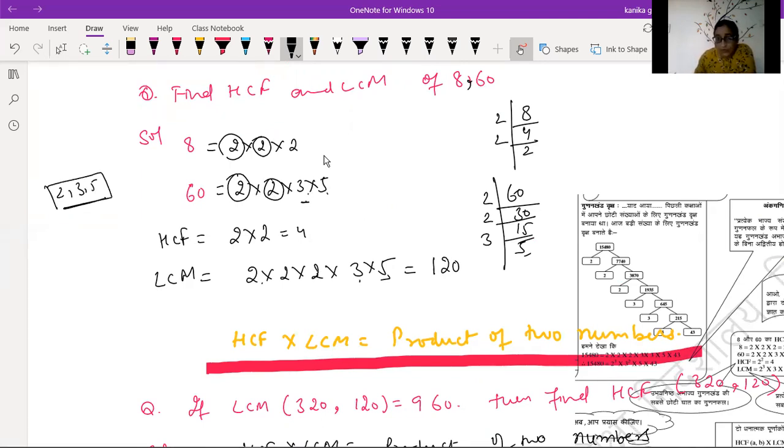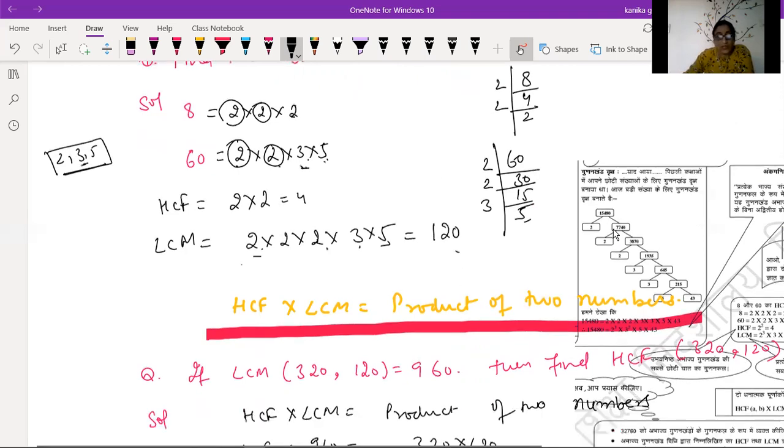Here we observe that 2 comes 3 times and here 2 comes 2 times. So the maximum is 3 times. So this is 2 multiplying by 2 multiplying by 2. Here the next number is 3. Observe that this 3 comes 1 time. Here 5 comes 1 time. So for the LCM, we multiply these numbers, and we get this result, 120.